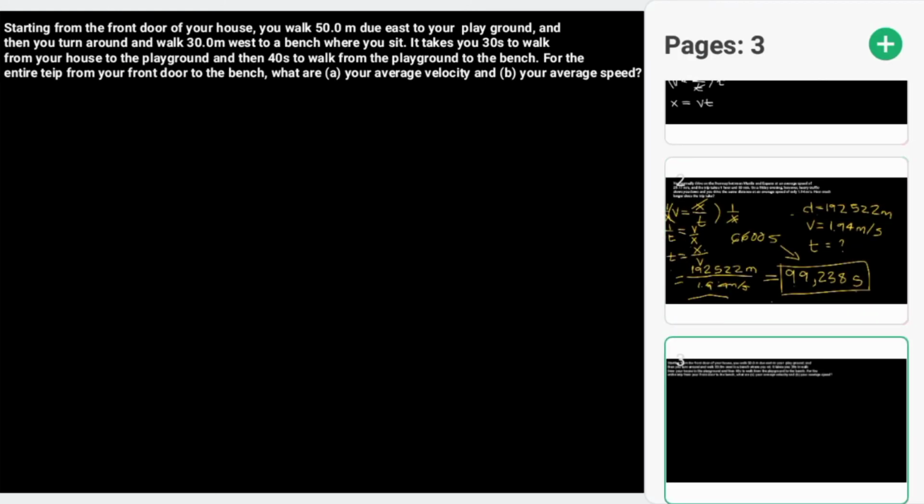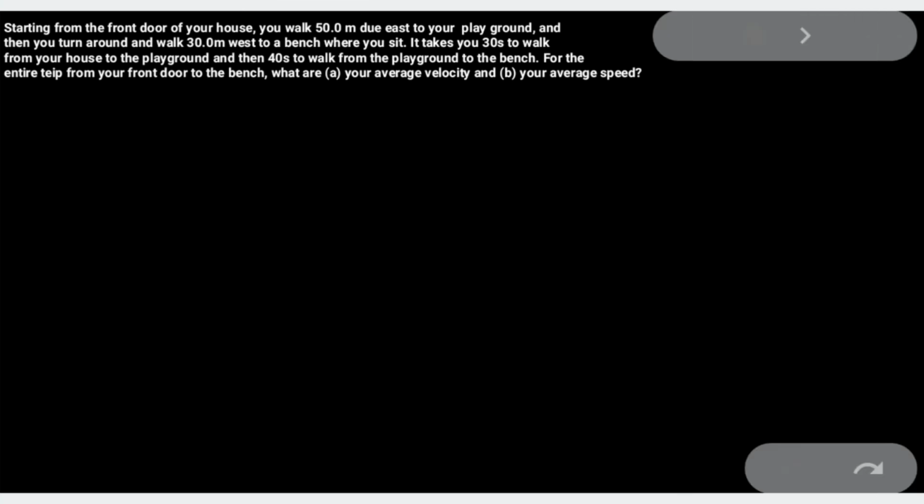Now, let's try another problem. Starting from the front door of your house, you walk 50 meters due east to your playground. And then you turn around and walk 30 meters west to a bench where you sit. It takes you 30 seconds to walk from your house to the playground, and then 40 seconds to walk from the playground to the bench. For the entire trip from your front door to the bench, what is your average velocity?